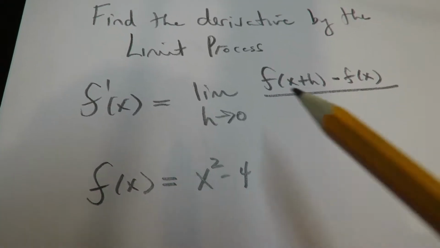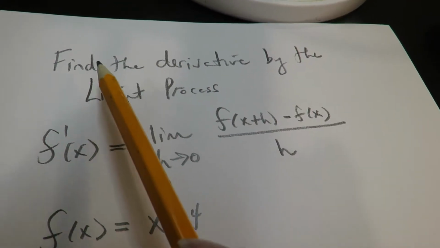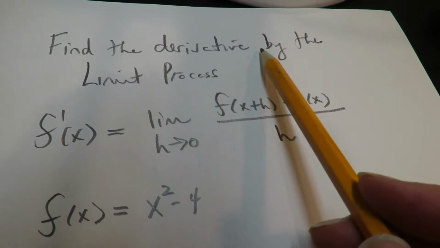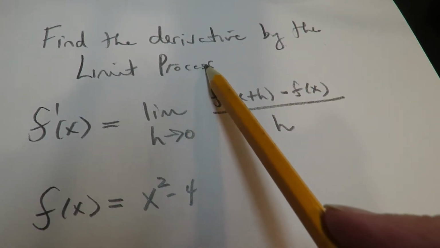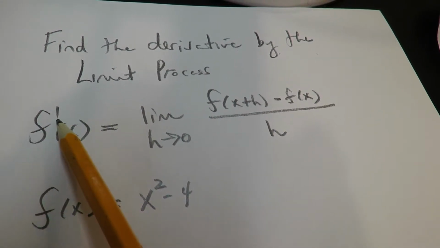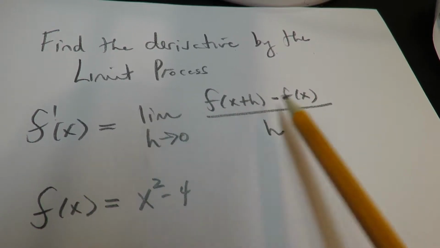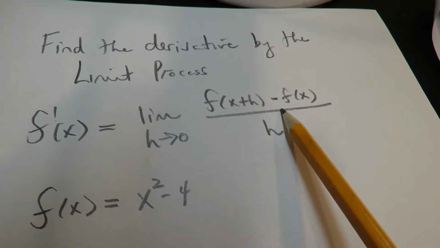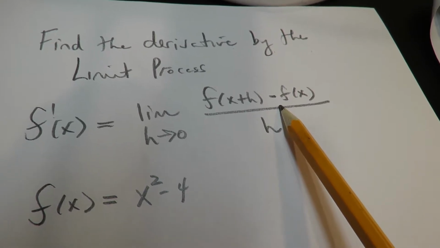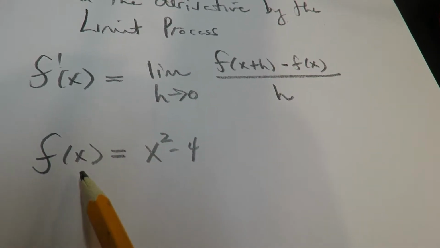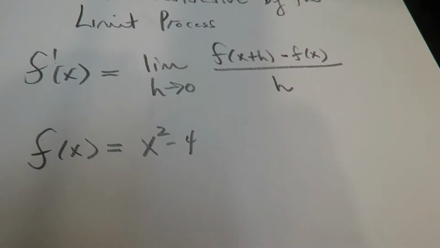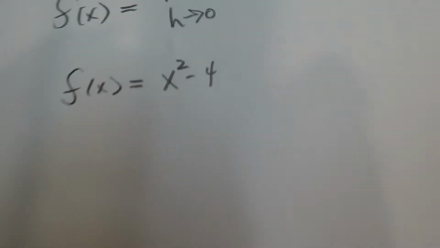Okay gang, we're back with 3.1, and again this is called finding the derivative by the limit process. So this is the derivative and this is finding it by the limit process when you take the limit of the difference quotient. So we're going to now find the derivative of this function by the limit process. Alright, here we go.